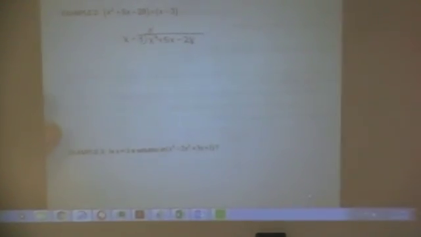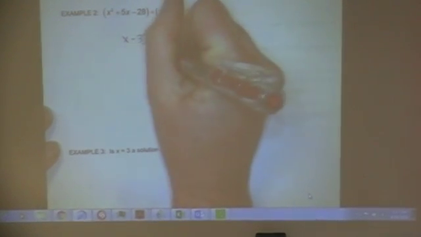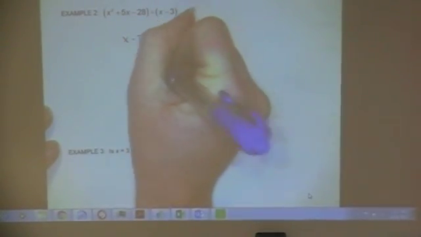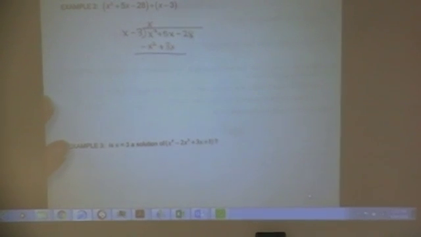So once you have figured that out, then you do exactly what I just did, and you multiply. X times x is x squared. X times negative 3 will be negative 3x. Now you're going to change the signs on everything underneath and add straight down. Now we do that instead of subtracting. In 5th grade you subtracted.